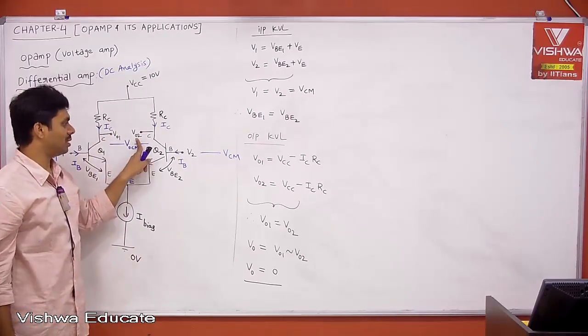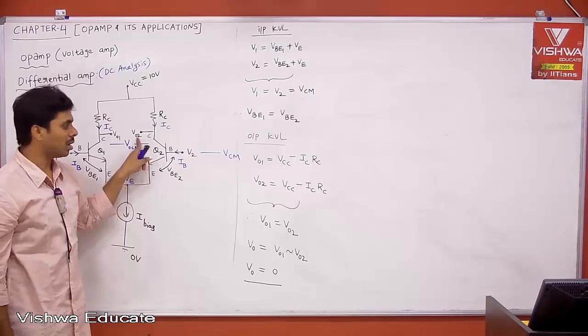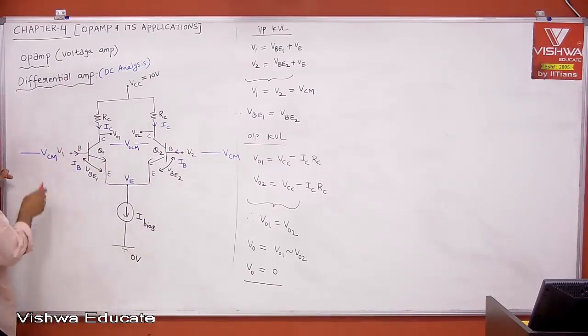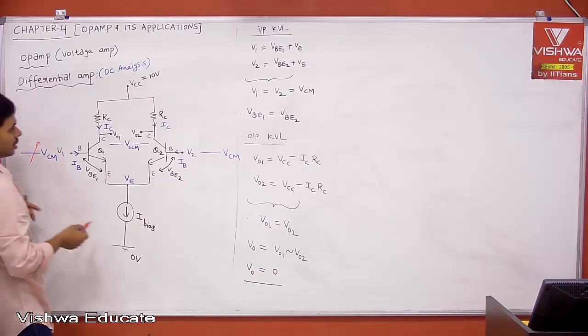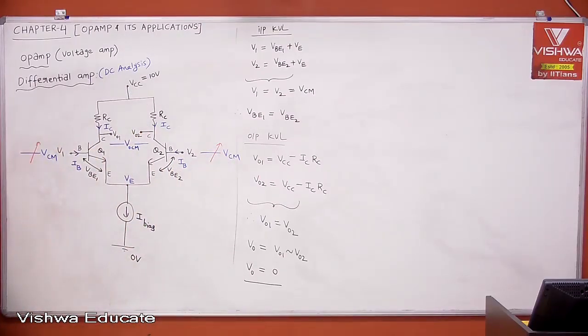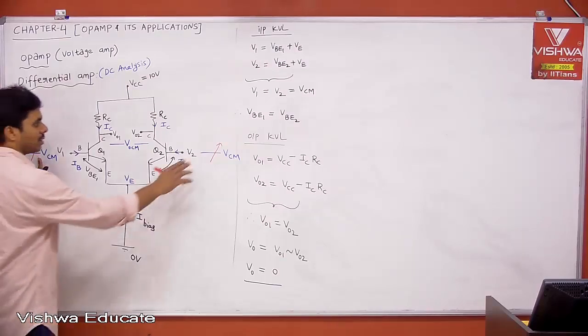And I don't want to see change in V0 too, right? Because the common mode signal should not be amplified. Let's see. Let us say this is increasing. When I say this is increasing, this is also increasing. Let us say. Then let's see what's happening. Then this is increasing and this is also increasing.